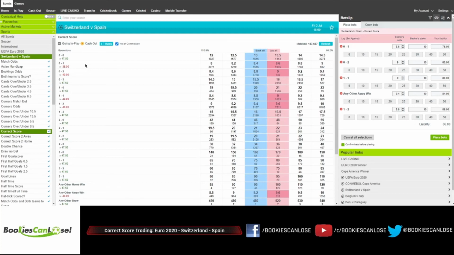Let me know what you think of this approach. I just wanted to make sure that you guys are aware that there are these two ways of approaching the correct score market. I prefer the first option, but sometimes for fun you can also play with these lays and bet against some scores, and that can also be rewarding.